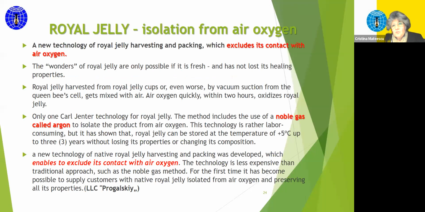As for techniques of extracting royal jelly, many specialists say that contact of the royal jelly with air can damage the concentration and affect, through oxidation, the properties of the active compounds in royal jelly. So some technologies have been developed to exclude the contact of royal jelly with air oxygen. One of the methods was using a noble gas like argon. Another one, which is in Russia, I still have to look for it, enables excluding the contact of the royal jelly with air oxygen. I did not see the description of the technologies, but I mention it as it is published on a Progalski site.